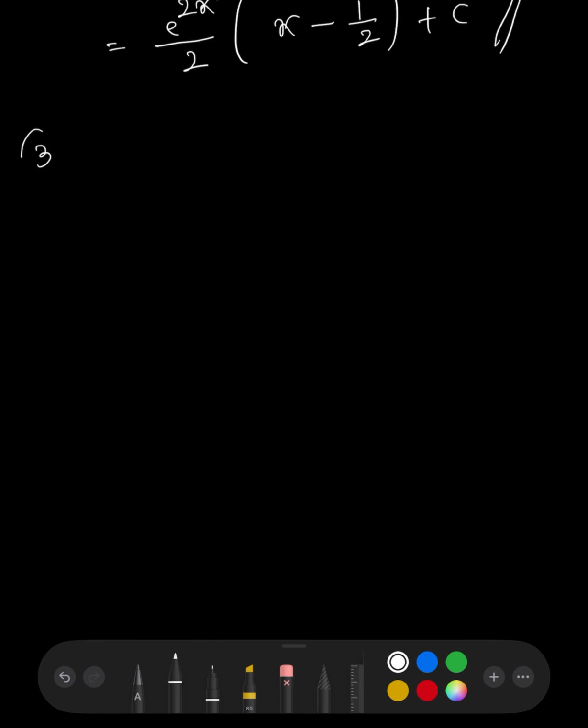For suppose, if only tan inverse x is given, integration of tan inverse x dx, if you want to find. See, we don't have any formula related to integration of tan inverse x, so I can use by parts only. Then I can write this one as tan inverse x into 1.